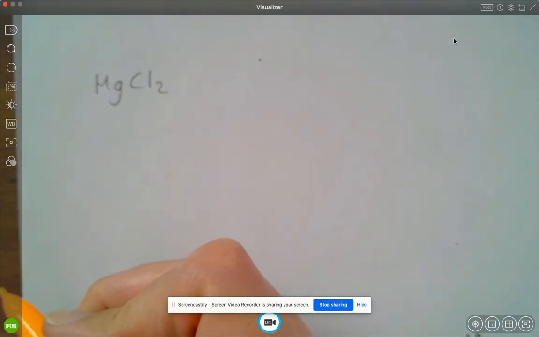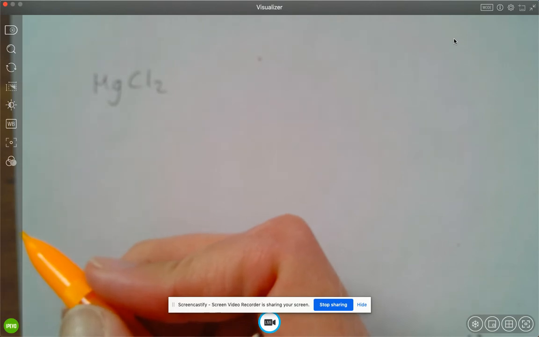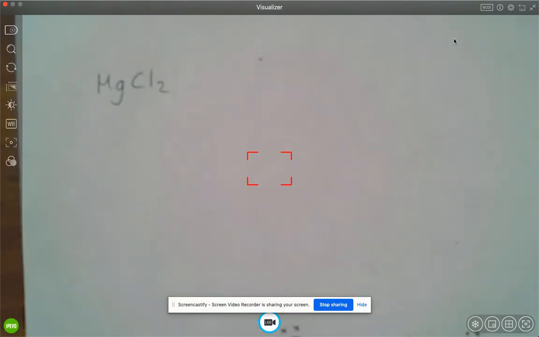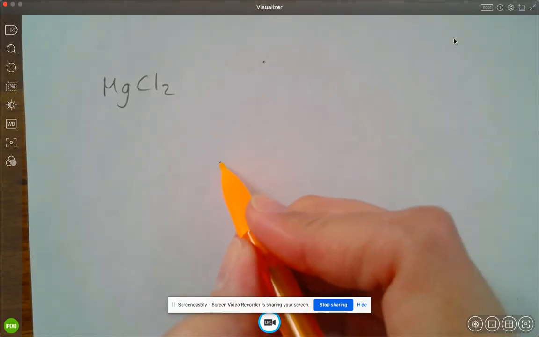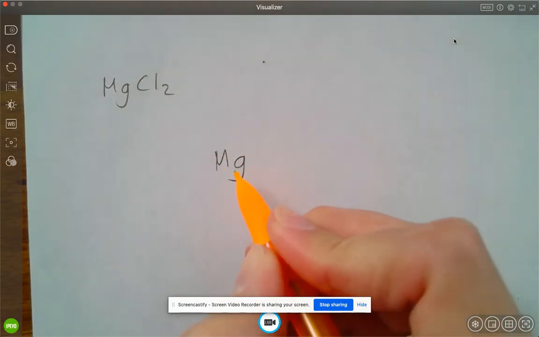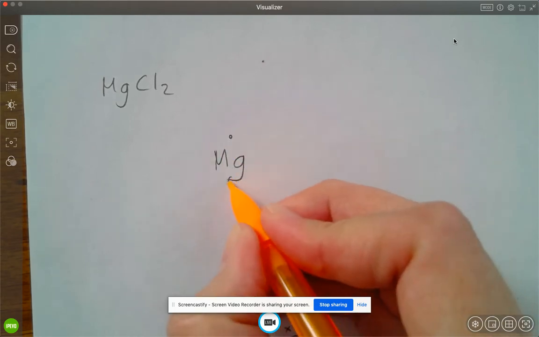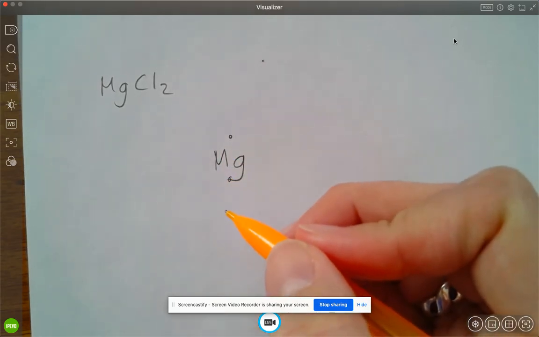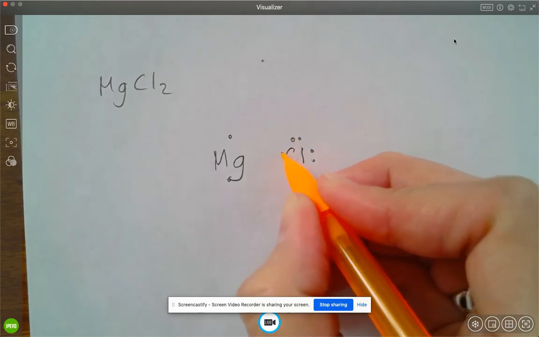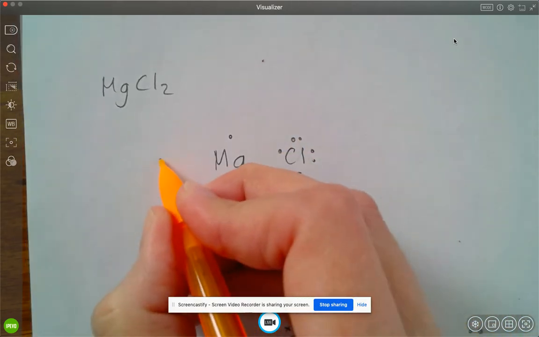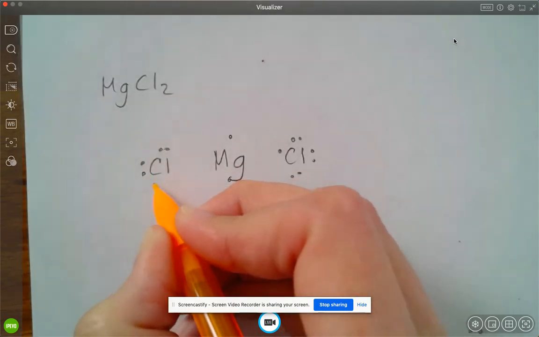So in the formula, we know how many atoms that we're going to need of each. And so we need 1 magnesium and we need 2 chlorines based on the subscripts that are there. So we're going to draw Lewis dot diagrams for both of those. Magnesium has 2 valence electrons and chlorine has 7. If you're not sure how to get those numbers, then you should look back at previous tutorials because we've done this quite a bit already.